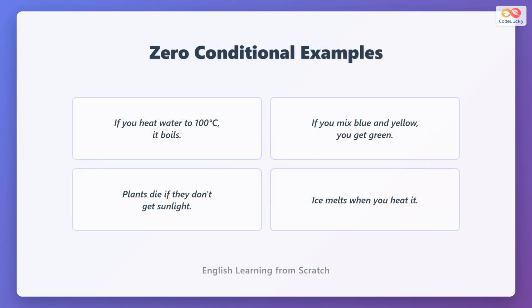Here are some examples of 0 conditional sentences. If you heat water to 100 degrees Celsius, it boils. If you mix blue and yellow, you get green. Plants die if they do not get sunlight. Ice melts when you heat it.